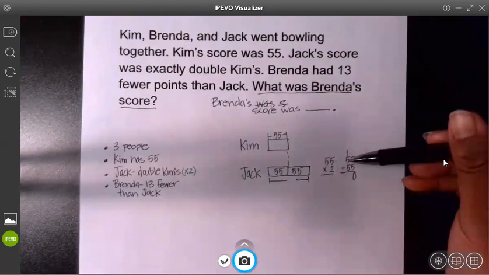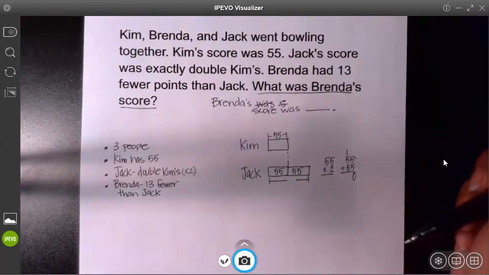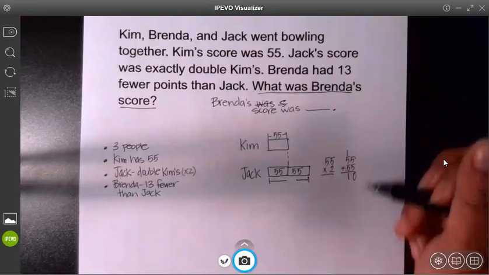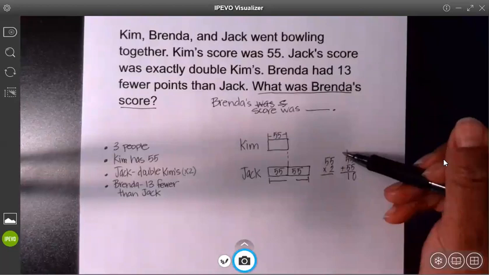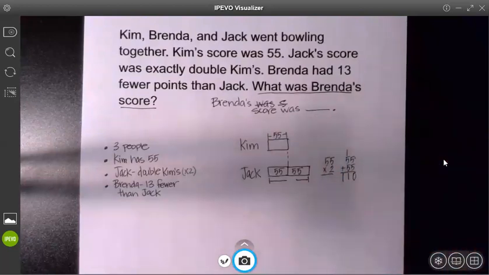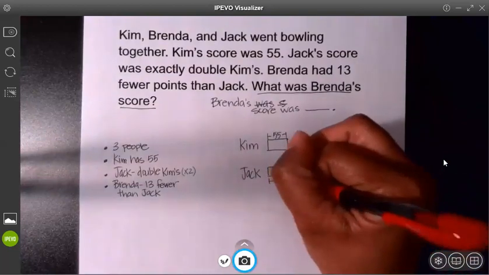Then 5 tens plus 5 tens is 10 tens, plus the 1 we carried is 11 tens. So we will put the 1 here. We don't have anywhere to regroup the 1, so we just automatically put it in the hundreds place. So we now know that Jack has 110 for his score.